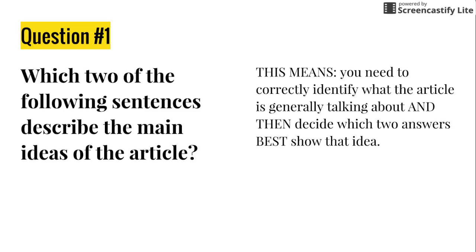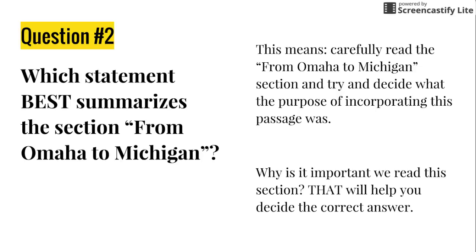Okay, so you need to correctly identify what the article is generally talking about and then decide which 2 answers best show that idea. The second question you're going to answer is, which statement best summarizes the section from Omaha to Michigan? A summary is the general gist of what an article or a reading is about. So this question means you need to carefully read the section from Omaha to Michigan and try to decide what the purpose of incorporating this passage was. And then you're going to go, why is this important to me to read? And this is going to help you decide the best answer.